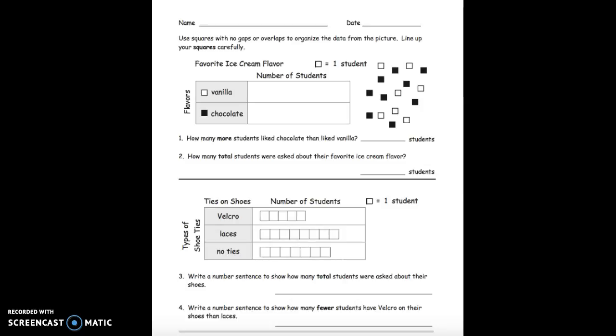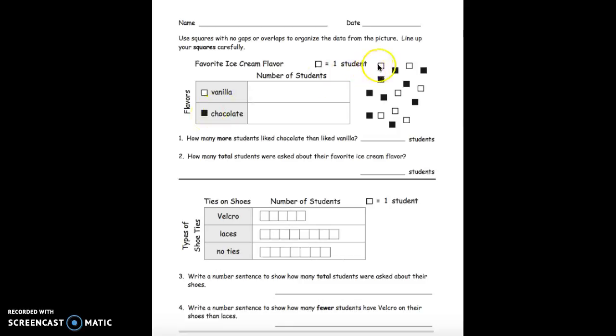Use squares with no gaps or overlaps to organize the data from the picture. Line up your squares carefully. Look at your chart. It says favorite ice cream flavor. Each square stands for one student. The flavors are vanilla and chocolate.